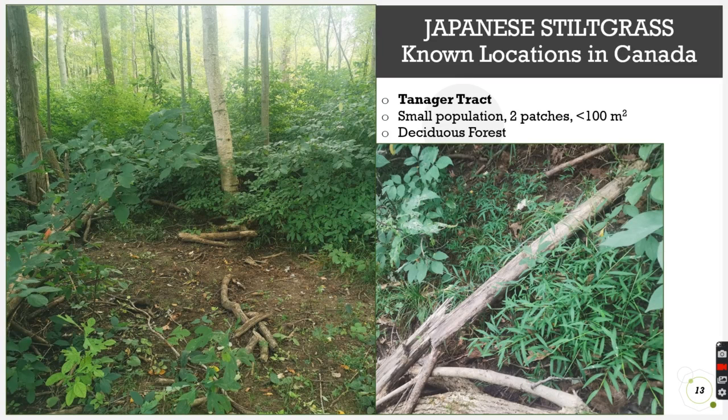The population found in Tanager Tract was much smaller. It included 2 small patches that covered a combined area of less than 100 meters squared. These patches were both found in deciduous forests approximately 20 to 40 meters from the edge of the agricultural field. It should be noted that the edge of the agricultural field was scanned and no Japanese stiltgrass was found.